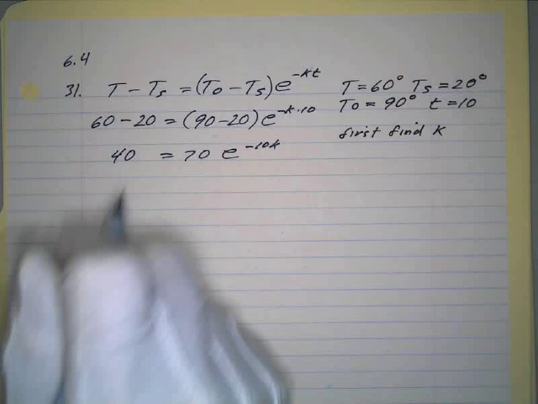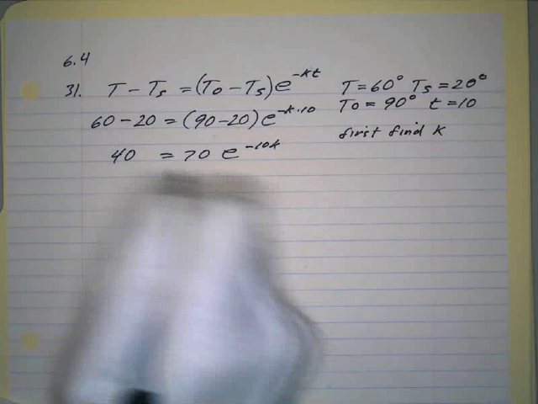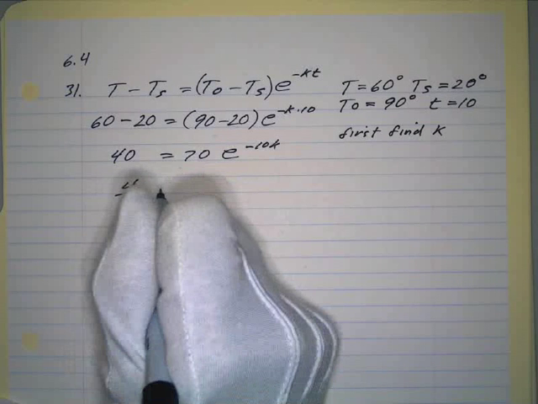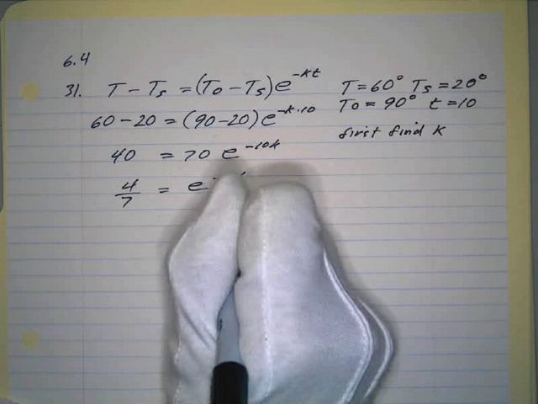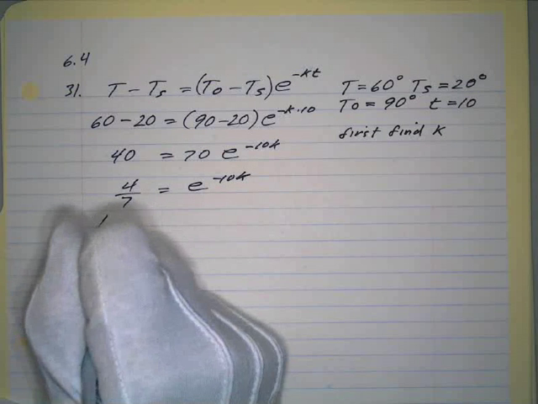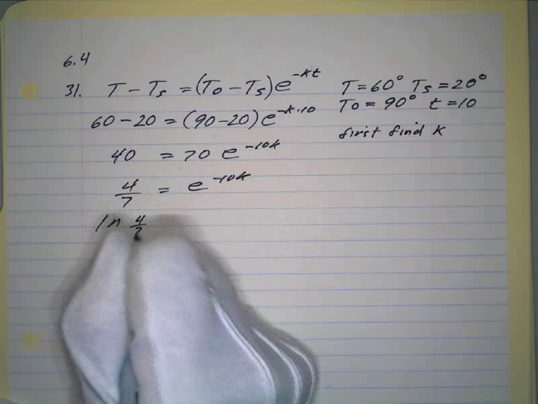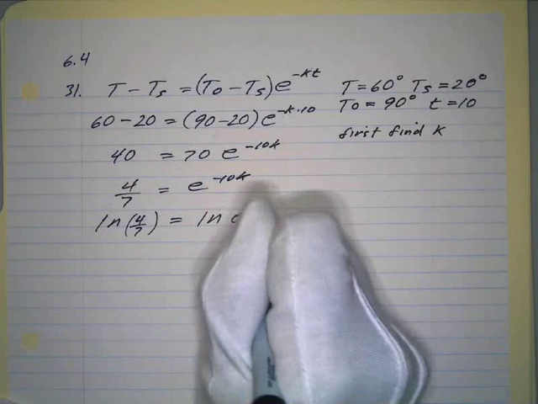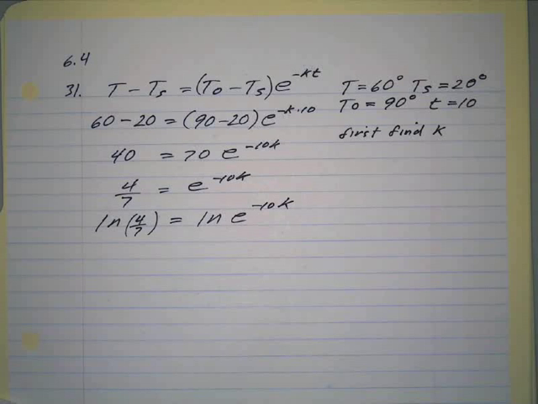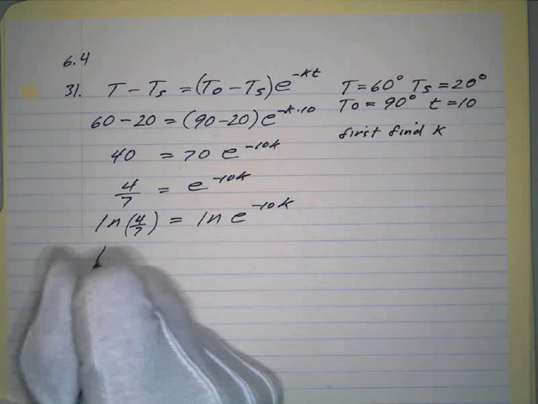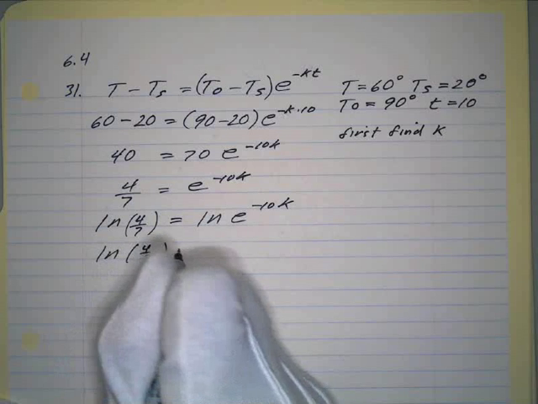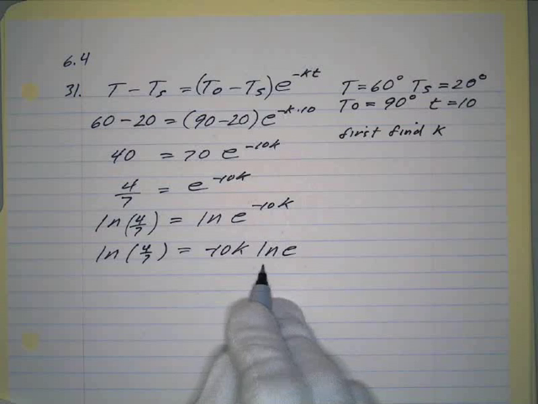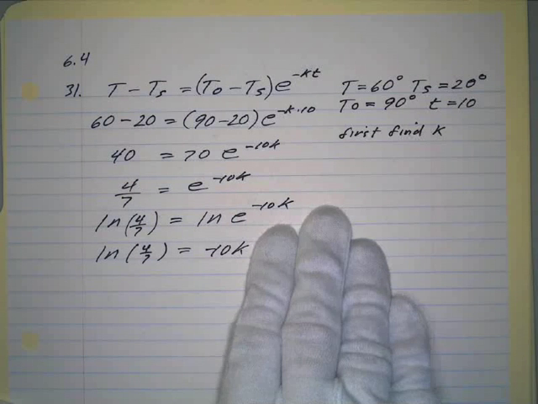We can divide both sides by 70, so we get 40 over 70, which is the same thing as 4 over 7. And that equals e to the negative 10K. Then take the natural log of both sides, so the natural log of 4 over 7 equals the natural log of e to the negative 10K. Then I can move the exponent in front, so the natural log of 4 over 7 equals negative 10K times the natural log of e, and that's just 1. In order to find out what K is, I divide both sides by negative 10.